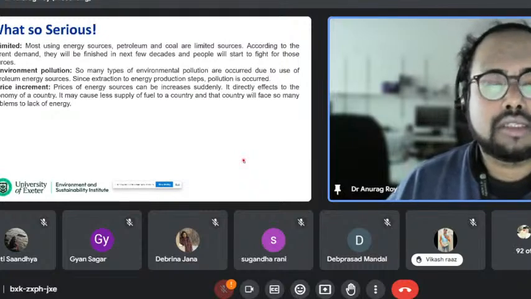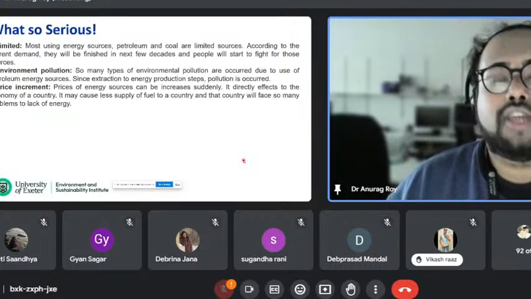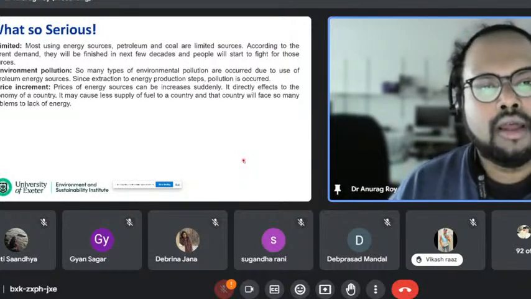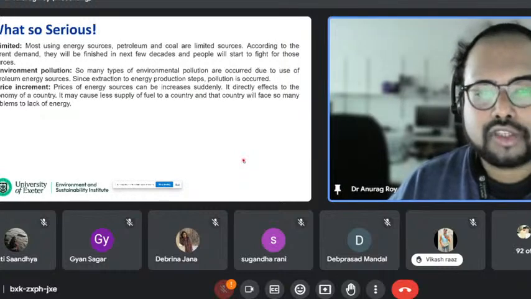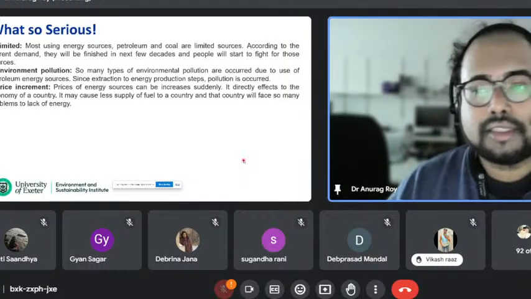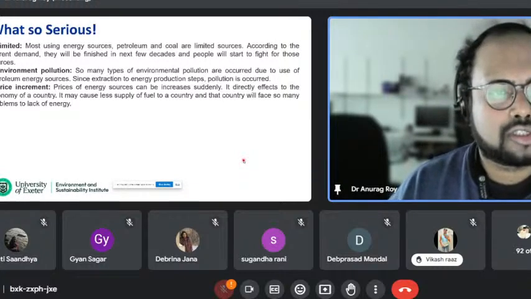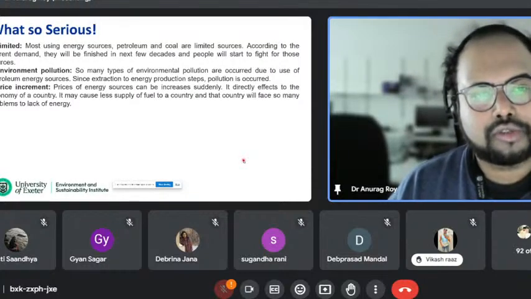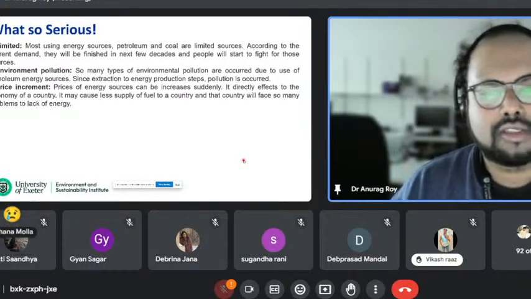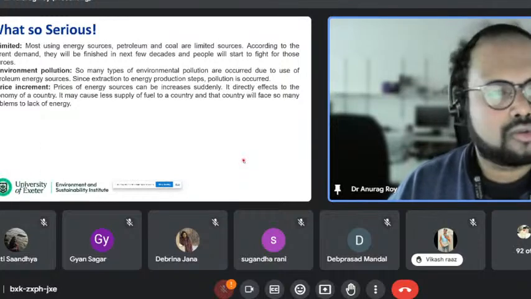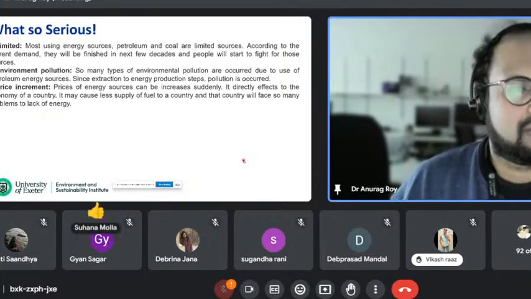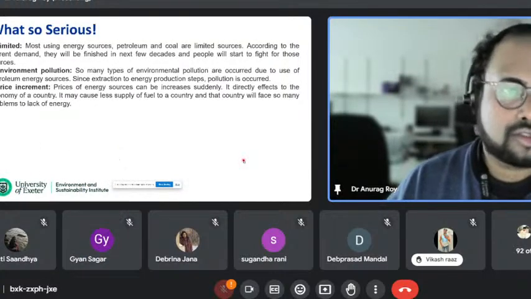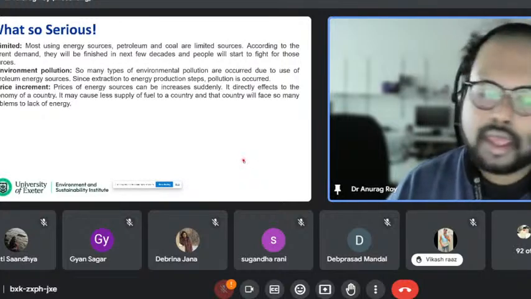Next is the environmental pollution, which has a serious impact on climate change. This is due to the use of petroleum energy sources, with loads of environmental concerns through pollution, air pollution, dust pollution. So we need to think about how we can mitigate those pollutions as soon as possible for a better future.